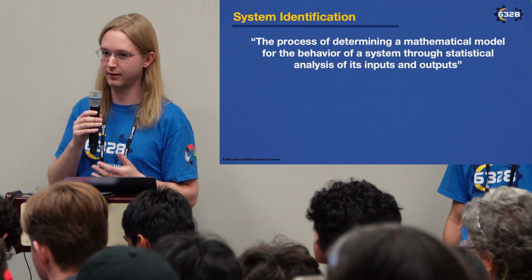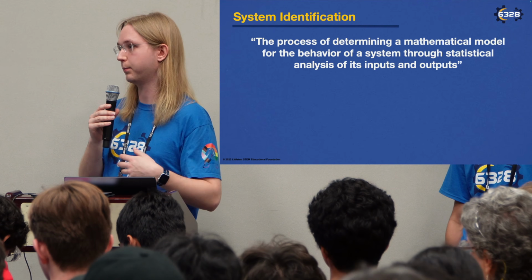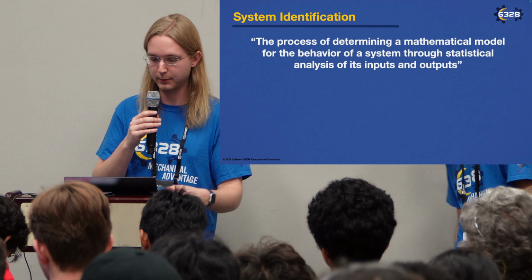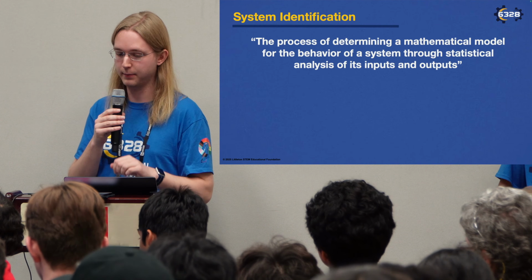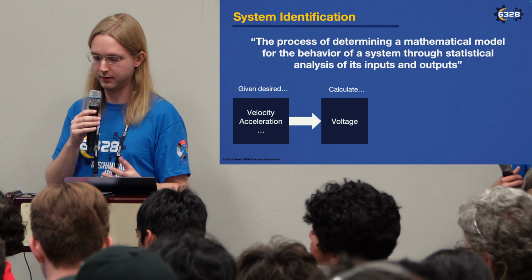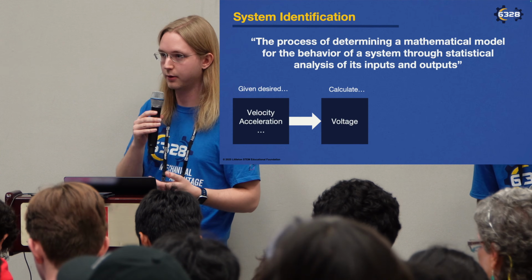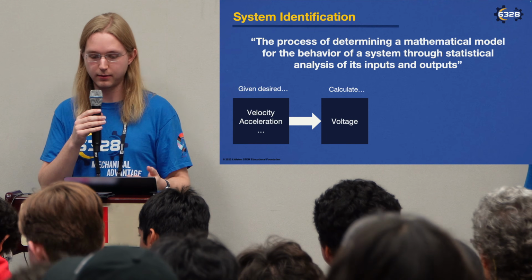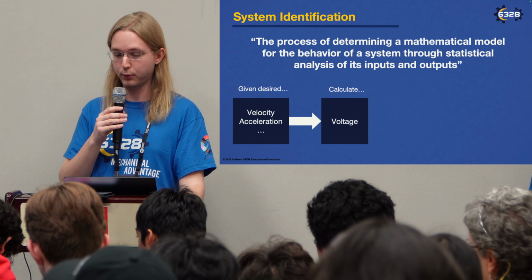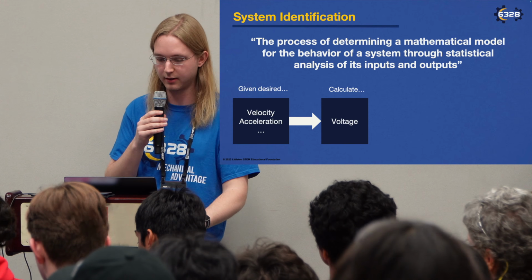Inputs refers to things like voltage or current that you apply to a motor, and the outputs are things like position and velocity of the mechanism it's attached to. System identification is trying to relate those two things mathematically. So a really common example is that given a desired velocity and acceleration, we might want to calculate what voltage to apply to a subsystem to achieve the desired state. That's called a feed-forward model, and it's useful for all kinds of mechanisms: drives, flywheels, arms, etc.